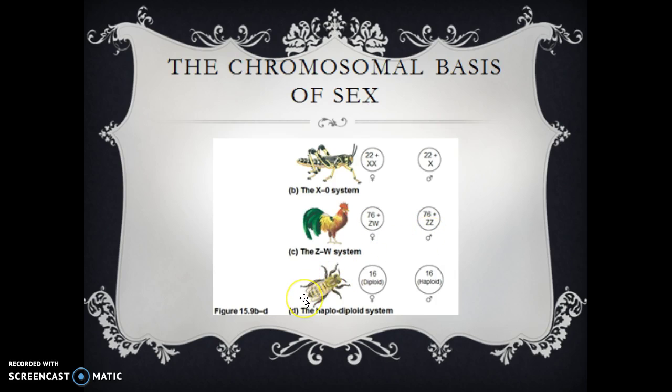And then we have the haplodiploid system, where homologous chromosomes don't necessarily exist. We can see in females here that they have 16 chromosomes, and those chromosomes are homologous, putting that cell, or female cells, in a diploid state. But males, on the other hand, are all haploid, so they have 16 total chromosomes. There is no homologs present. So that is the haplodiploid system.